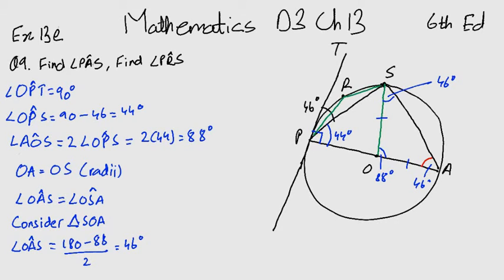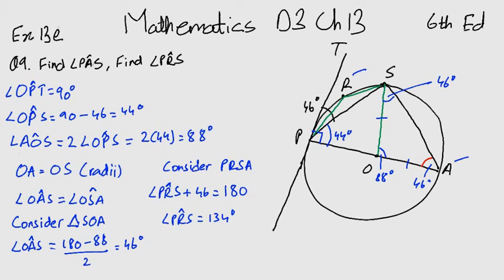Now in the next part of the question, we are asked to place R on the minor arc PS, and we've done so, and find the angle PRS. Now consider the quadrilateral PRSA. You notice that PRS is opposite to PAS. Yes? And so, we know that their sum is going to be equal to 180, and we can easily find PRS to be 134 degrees, and that is our answer.